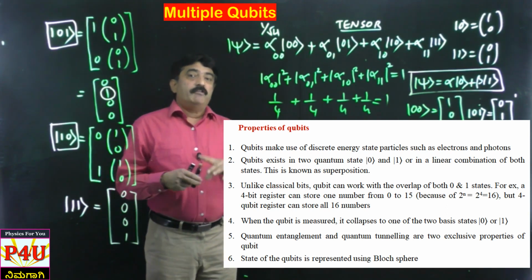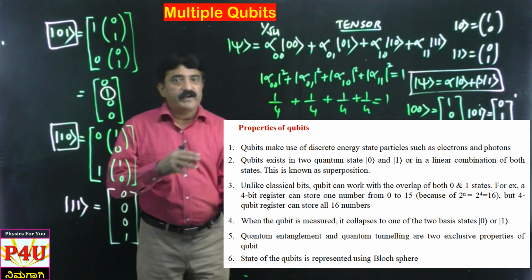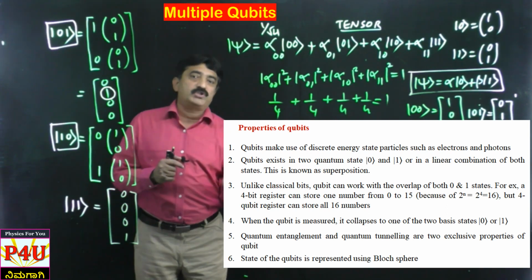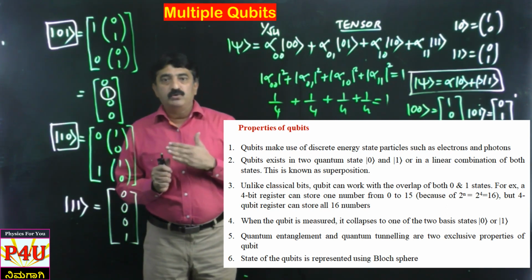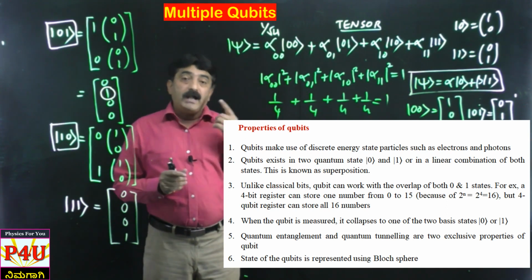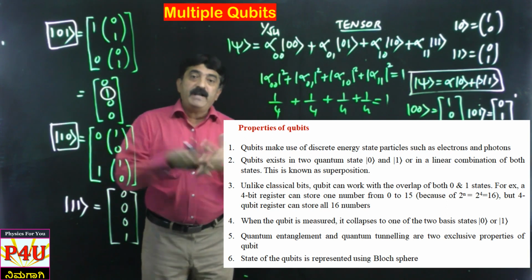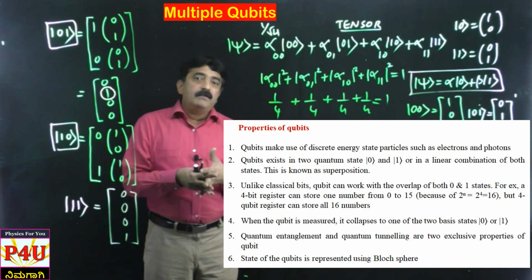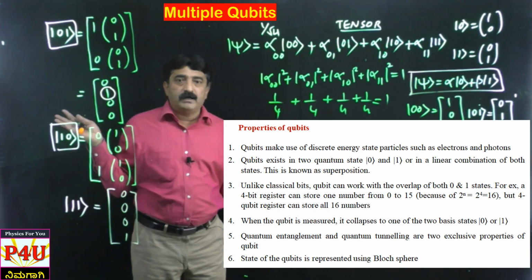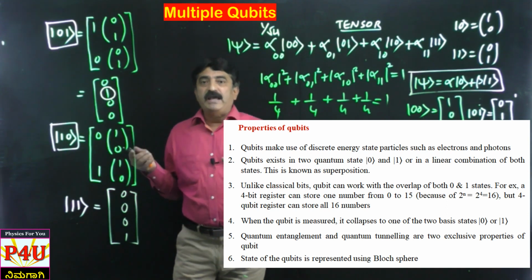And finally, when the qubits give the information, they will return back to either 0 state or 1 state. Another special property of the qubit is they are going to entangle each other. Entanglement is a totally different phenomenon. Einstein called it a spooky action.